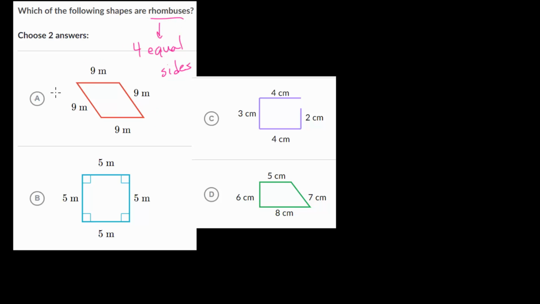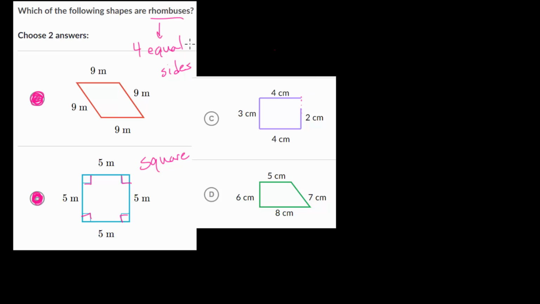So with A, notice all of the sides are equal. So this is a rhombus. And in B, all of the sides are equal. So this is also a rhombus. Now, since this also has all right angles, this is technically a square as well. But all squares are also rhombuses. So that's okay.